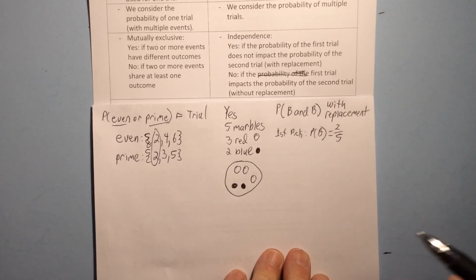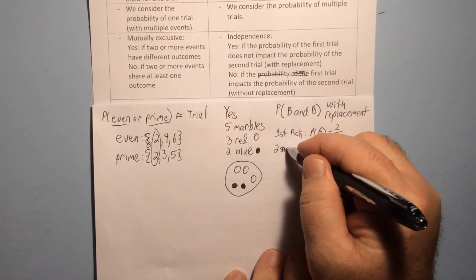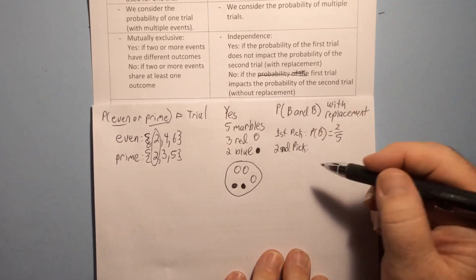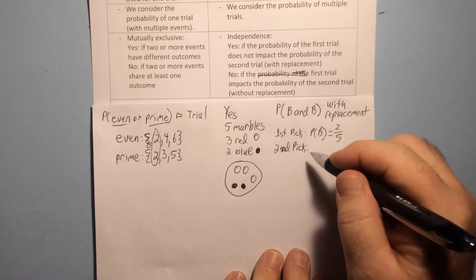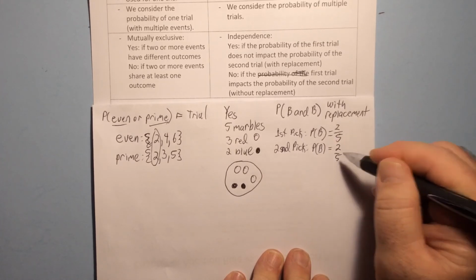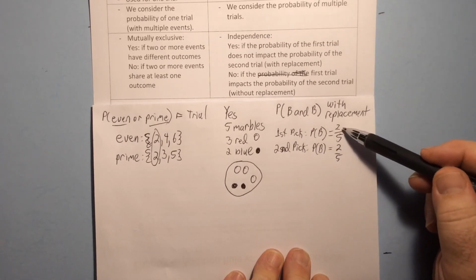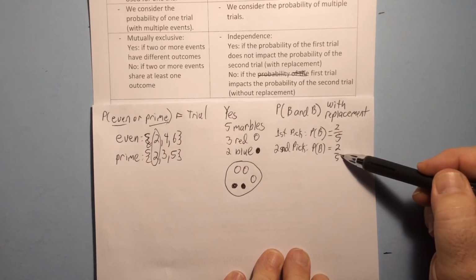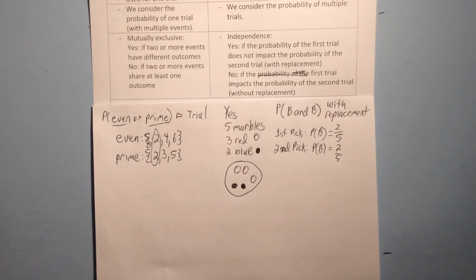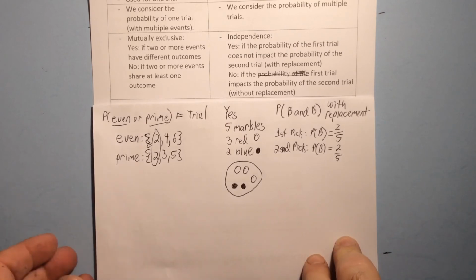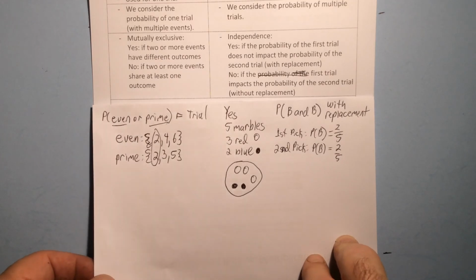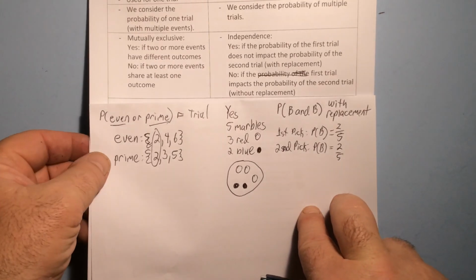I go ahead and replace it. So for the second pick, I still have 2 blue marbles. I still have 3 red marbles. So the probability of picking blue on the second pick is still 2 over 5. Because this probability has not changed at all, we can say that these two events are independent of each other, or these two trials are independent of each other. We sometimes use the words trials and events when we talk about independence in probability.